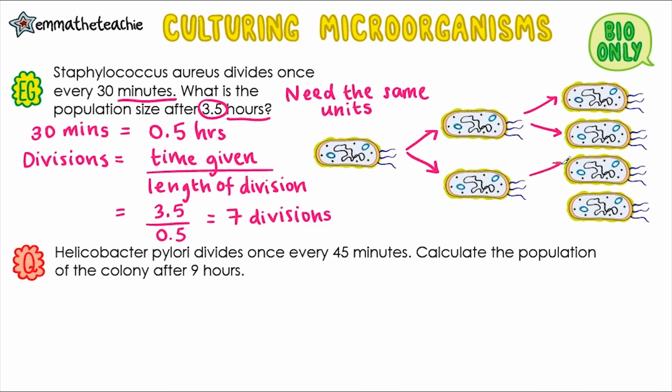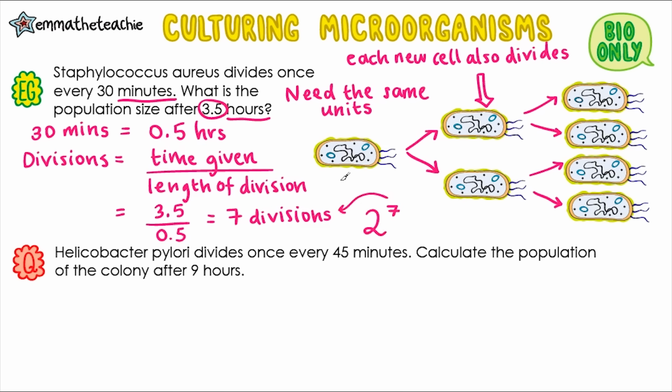It's important to remember that each new cell that is created will also divide in this time. So each new cell will divide to give 2 new cells. Because of this, we're able to use the number 2 to work out our answer, and we just do 2 to the power of the number of divisions. So in this case, it's going to be 2 to the power of 7. This just means you're multiplying 2 by itself 7 times, but it's easier to do it on your calculator, and you get 128. Okay, try the next question on your own, and then press play when you're ready to go through the answer.